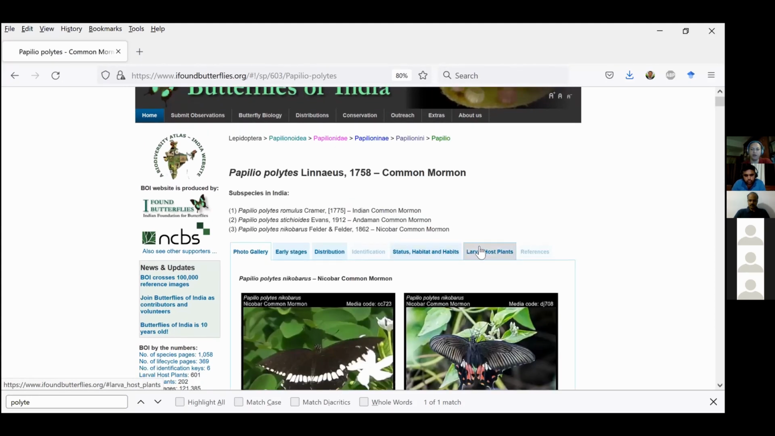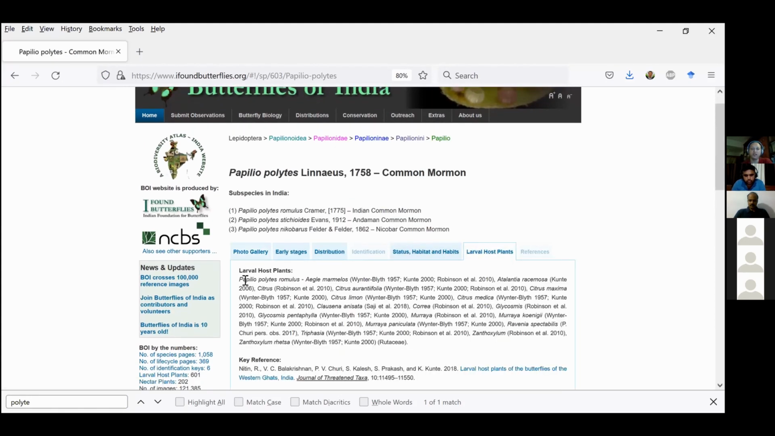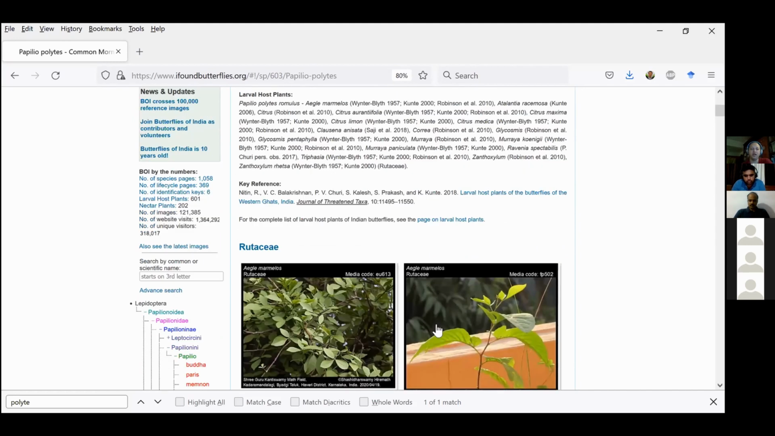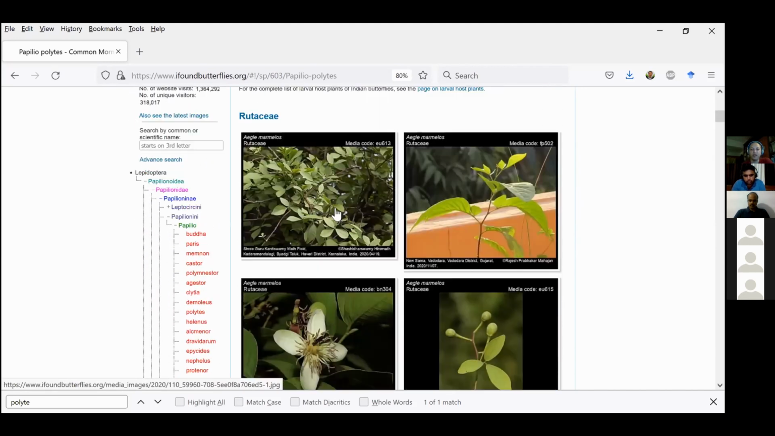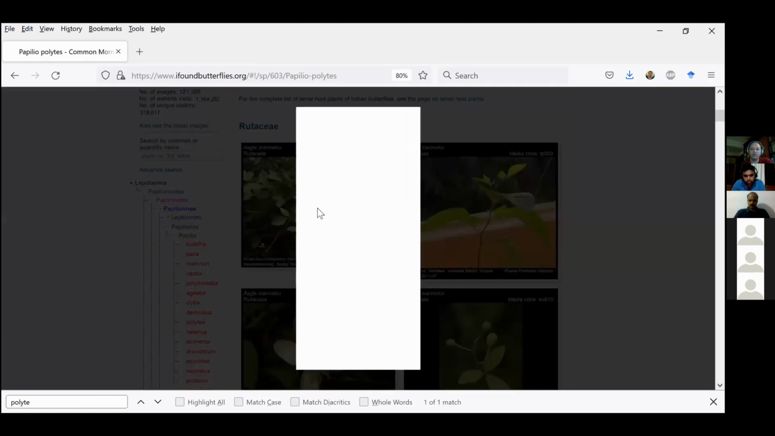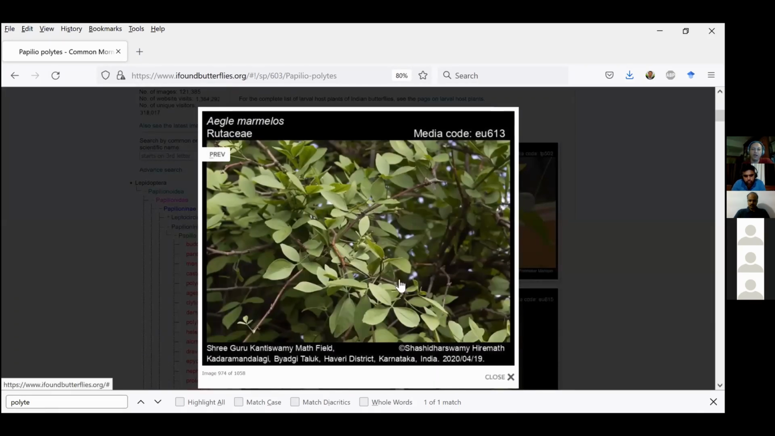And here under larval host plants, you can see the same checklist of plants on which caterpillars of Common Mormon feed. But then the additional feature here is that you can also see what those plants look like. So this is Aegle marmelos. It's popularly called bael. It has these 3 leaflets. So it's quite distinctive. It's a medicinal plant, very well known in traditional Indian medicine.